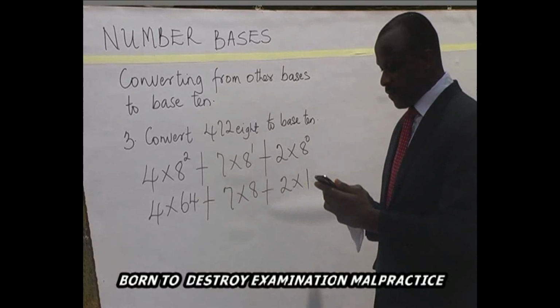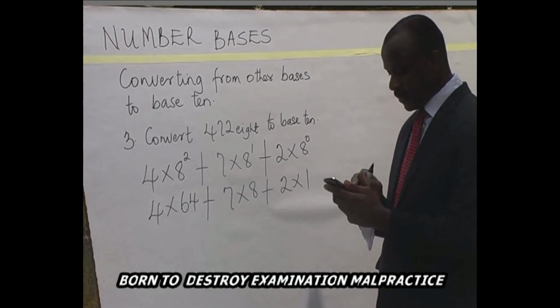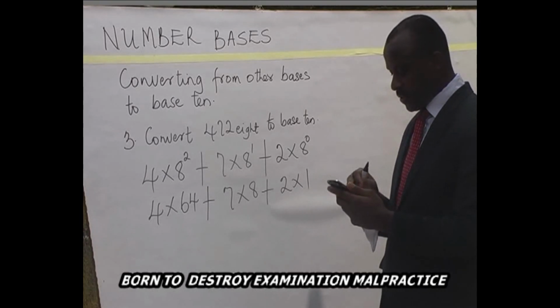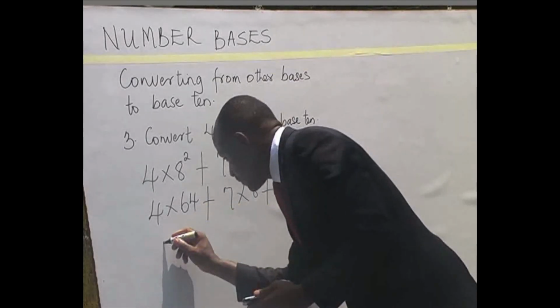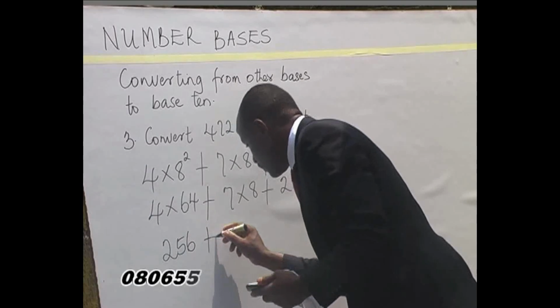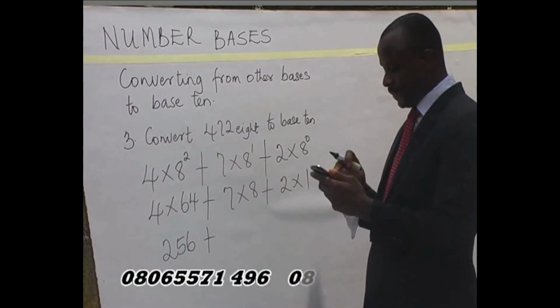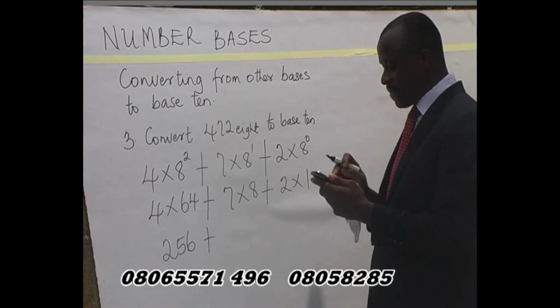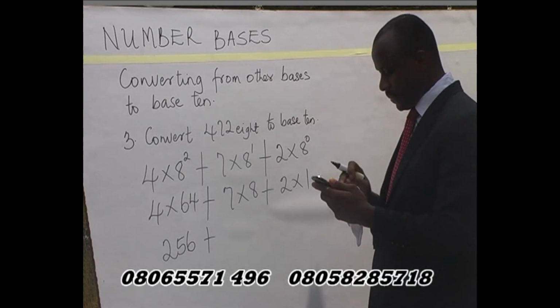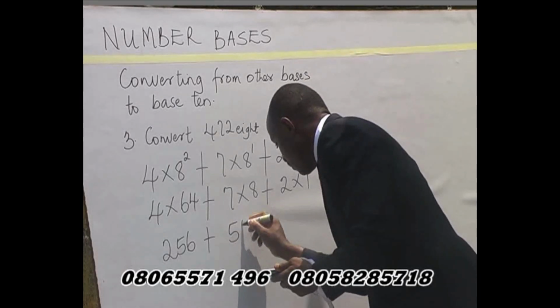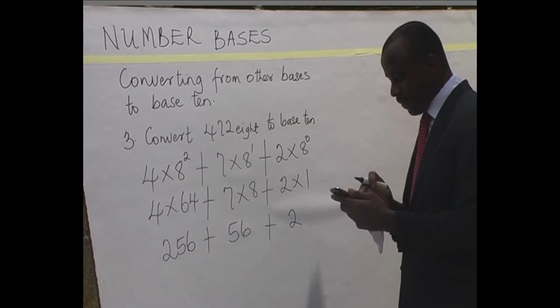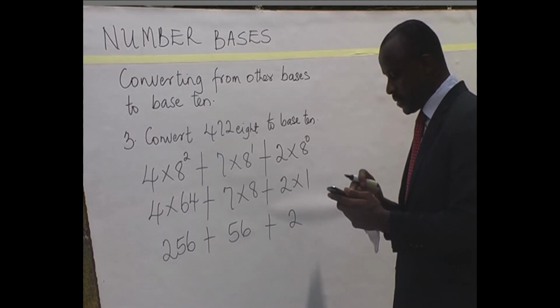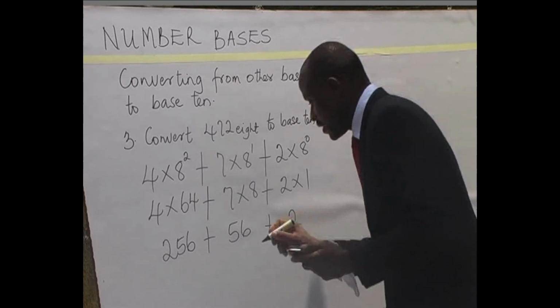4 times 64 is 256. Plus 7 times 8, which is 56. Plus 2 times 1, which is 2. Now add up: 256 plus 56 plus 2 is giving us 314.